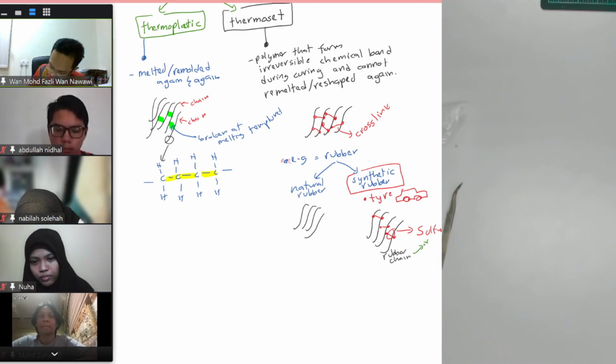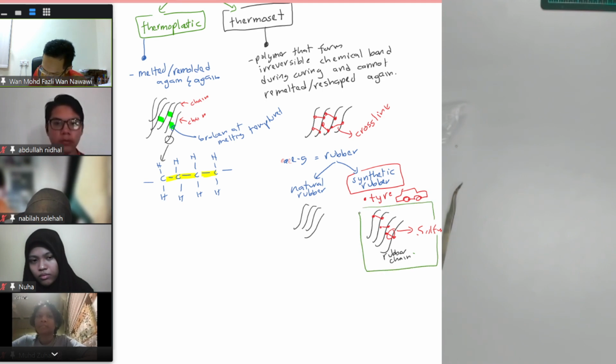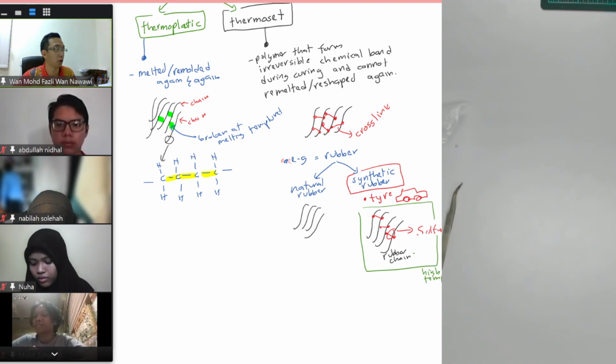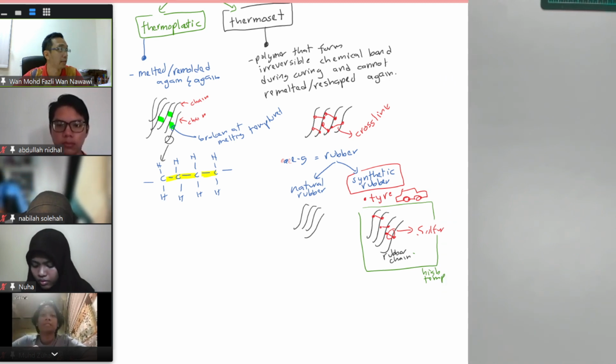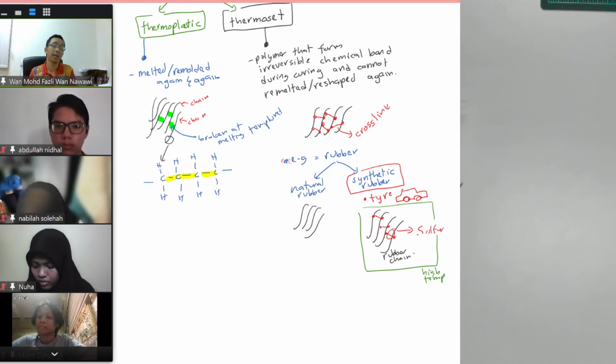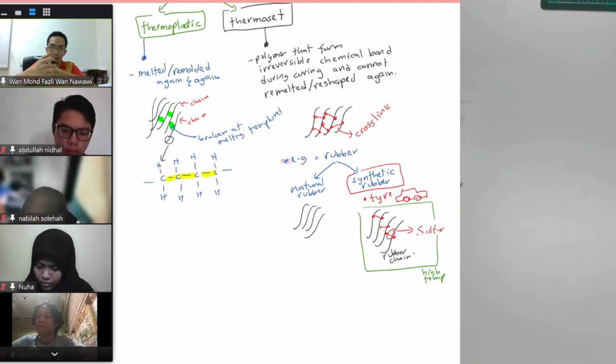So I just draw like this. You mix with the sulfur. Okay, rubber chain, you have sulfur, and then you put this thing. This process is done at high temperature. So what happened when you mix the rubber and the sulfur together at high temperature? Something happened. A chemical reaction happened where the sulfur will sort of bridge the rubber chains. This process is called vulcanization.